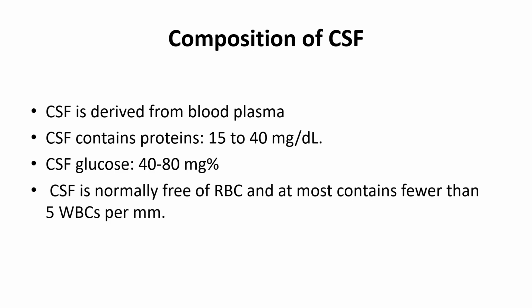Now the composition. It is mainly derived from the blood plasma, but proteins are less in this. CSF proteins are mainly 15 to 40 milligram percent, and glucose is 40 to 80 milligram percent. Normally RBCs are not seen in CSF, and WBCs are 0 to 5 per cubic millimeter.